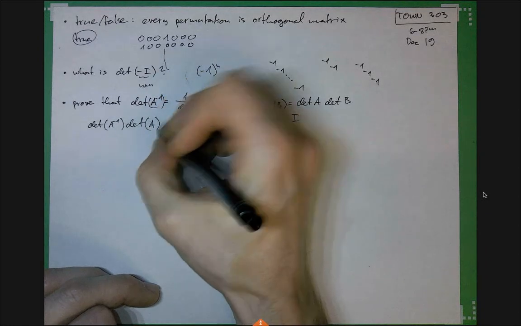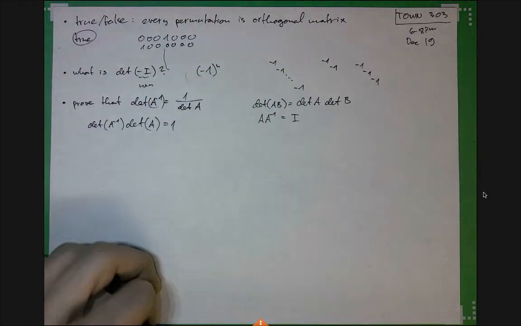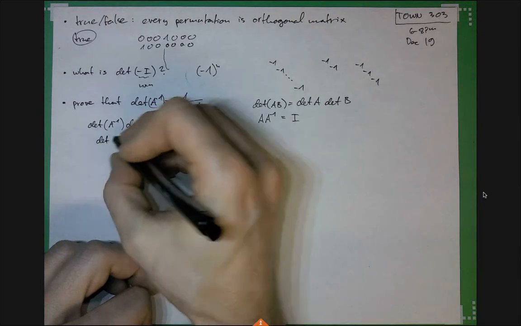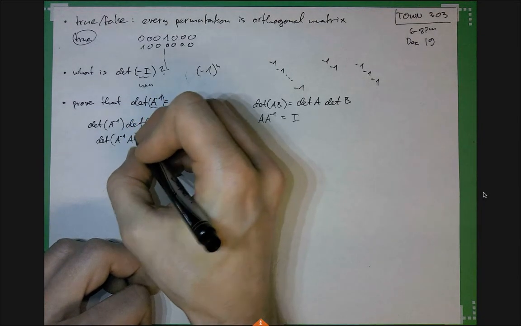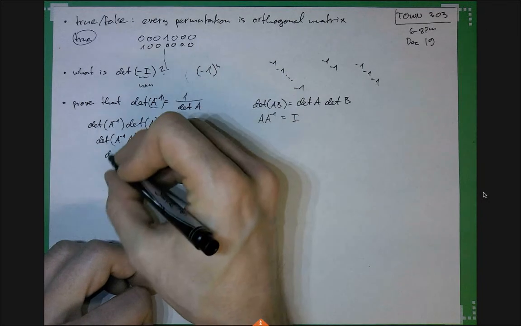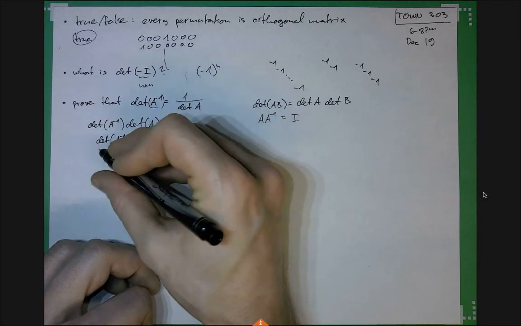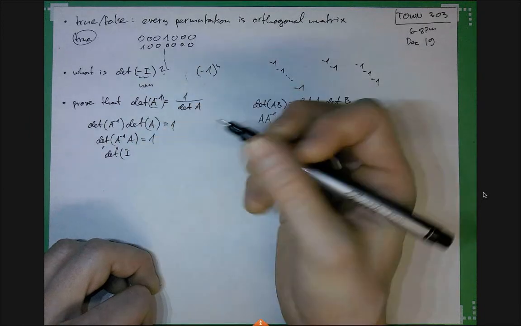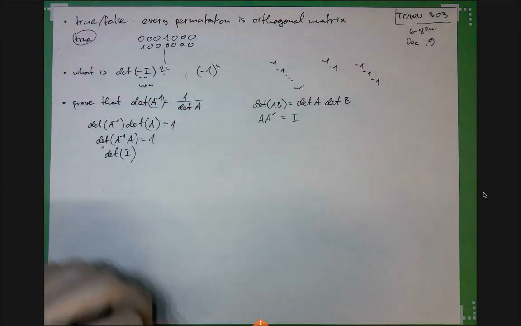So you're starting from this. So this is what you meant, right? And then determinant of A inverse and determinant of A can be rewritten as determinant of A times A inverse. That is 1, right? We know that this is also equal to determinant of identity. But do you see what is the problem here?